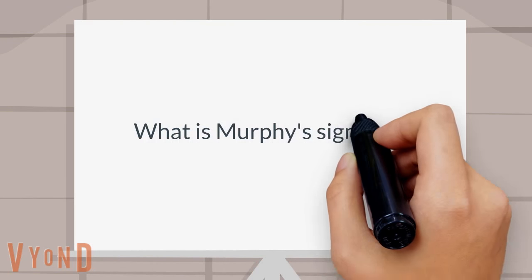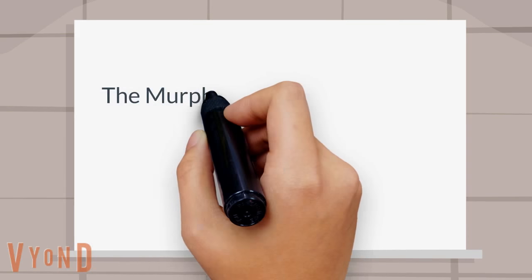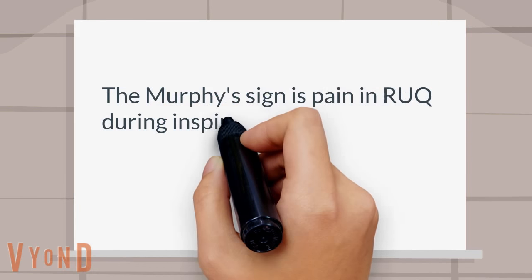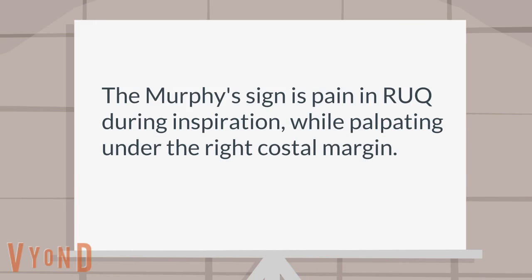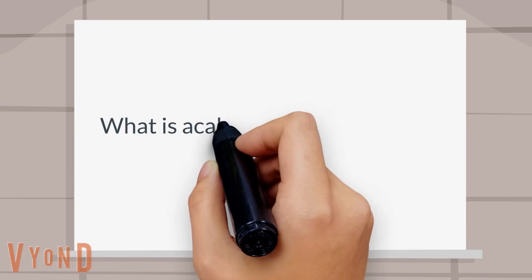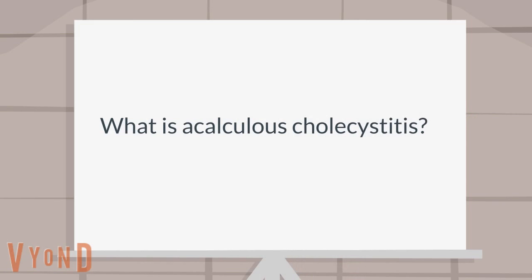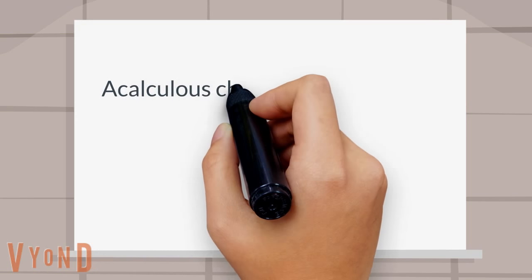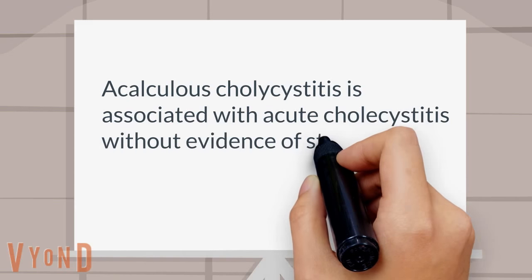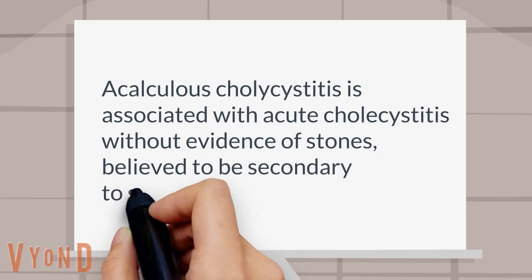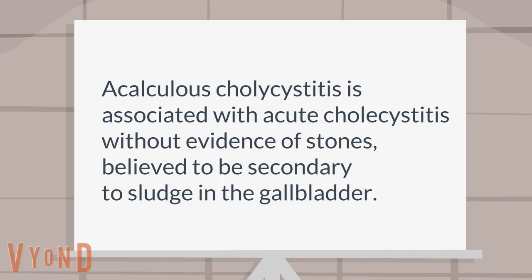What is Murphy's sign? The Murphy's sign is pain in the right upper quadrant during inspiration, while palpating under the right costal margin. What is acalculous cholecystitis? Acalculous cholecystitis is associated with acute cholecystitis without evidence of stones, believed to be secondary to sludge in the gallbladder.